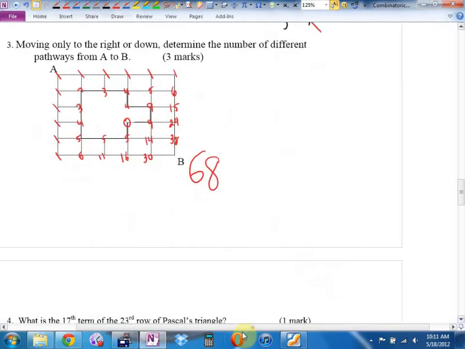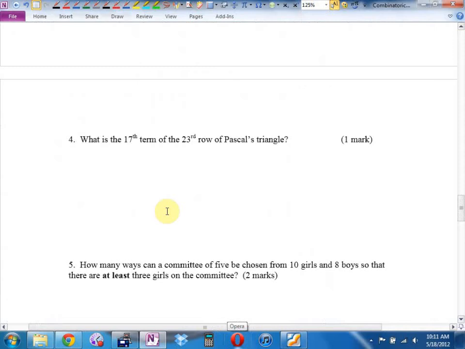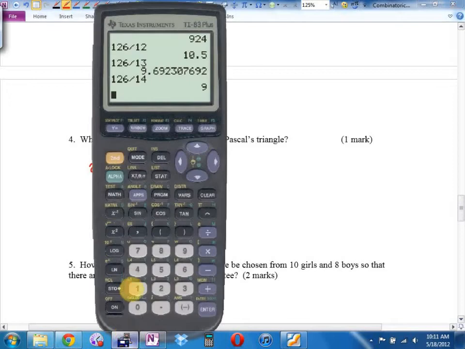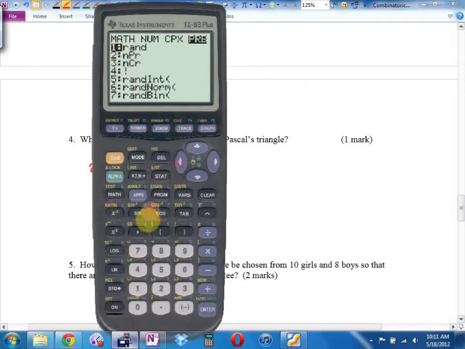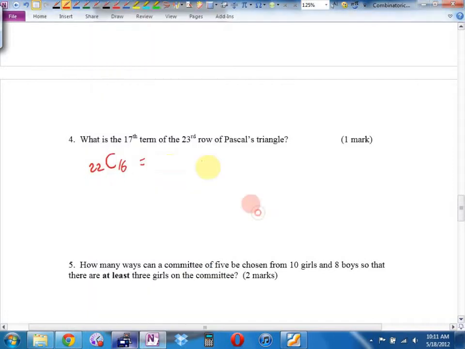So do one of those on the written section of your test. Number 4, this will be on your test, but it'll be multiple choice. What is the 17th term of the 23rd row? 22, choose 16. 74613.